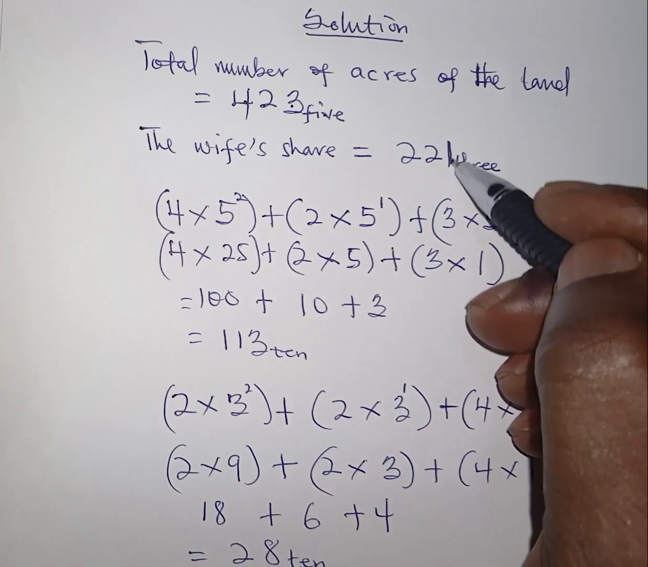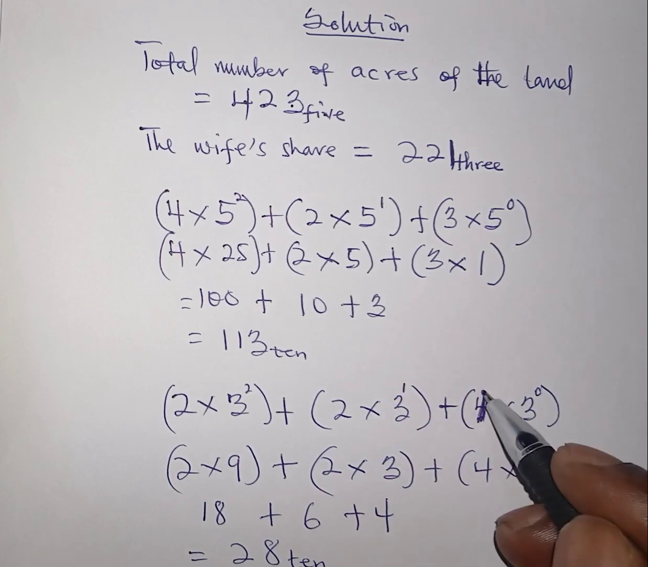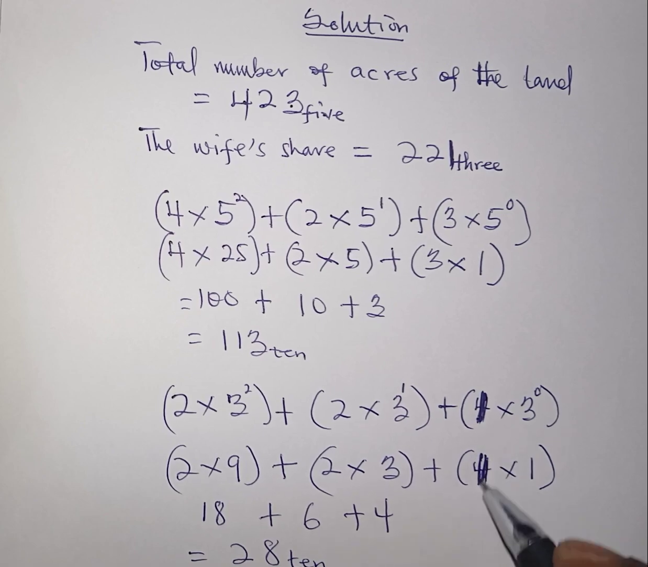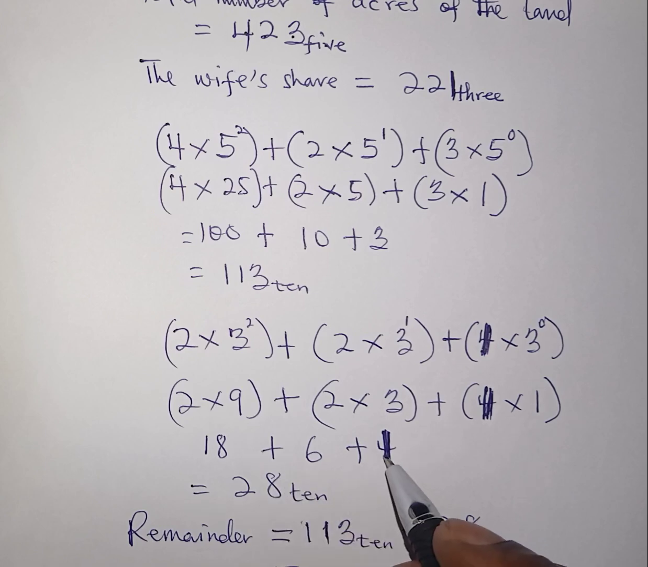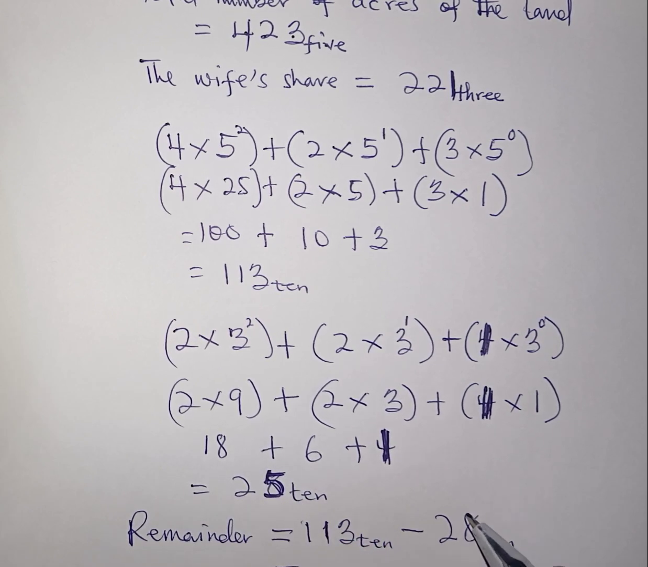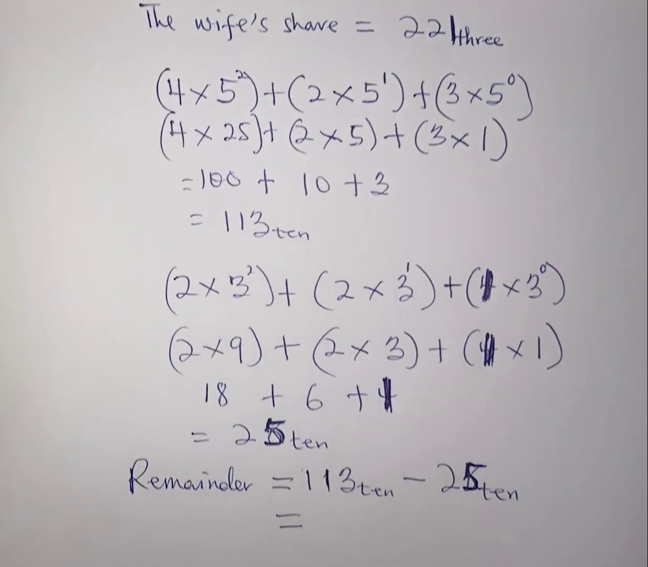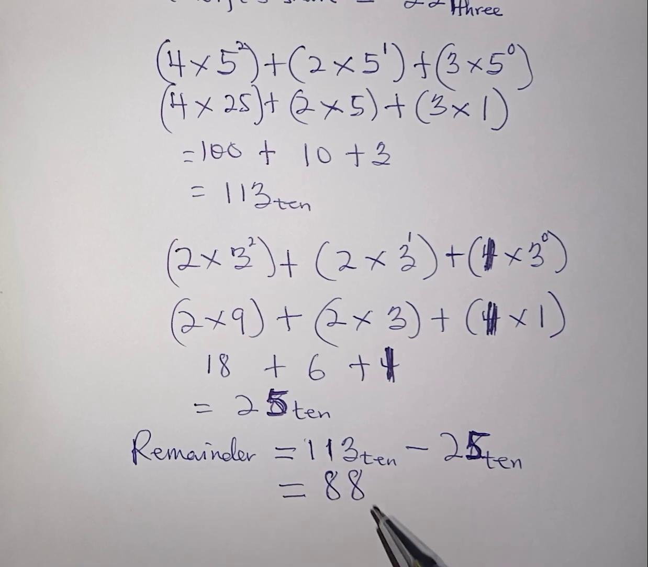So this one is 1 rather, not 4. So in this case we have here to be 1, and here is also 1. In this case we get 1 here, and then if we add, then we are going to get 25 rather, and here is also 25. Yes, 25. Okay, good. So if we subtract this from that, then we are going to get 88 base 10. Okay, base 10.